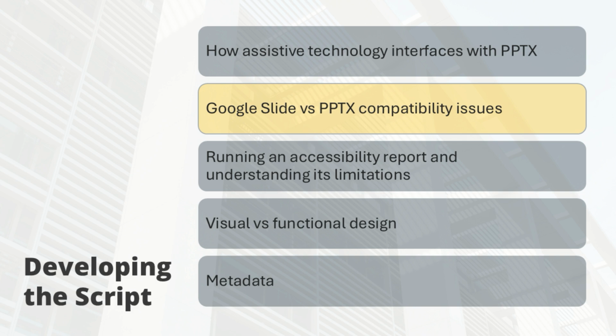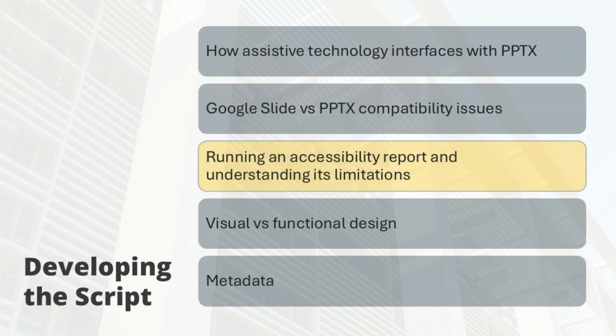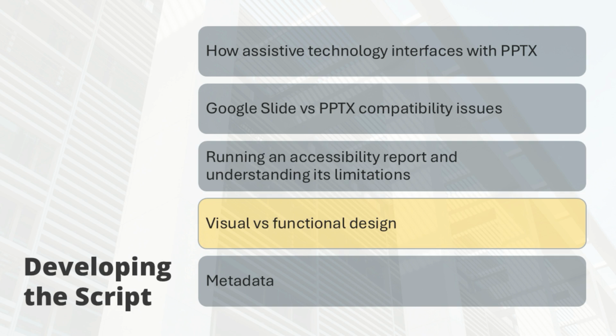So we discuss this particular issue so students are aware of it and the workflow that we've set in place to ensure that it doesn't happen. Obviously, students need to know how to run an accessibility report in PowerPoint. But more importantly, they need to understand the limitations of the accessibility report and what they're going to need to manually check. And it's important for students to understand the difference between visual and functional design, right?